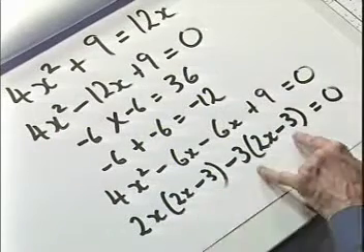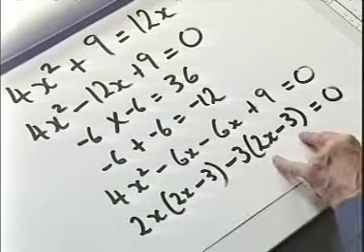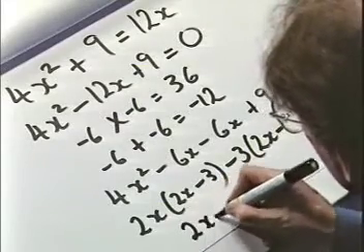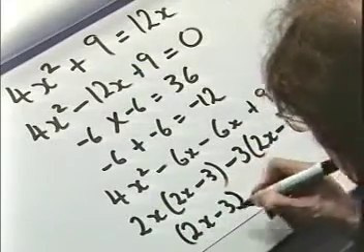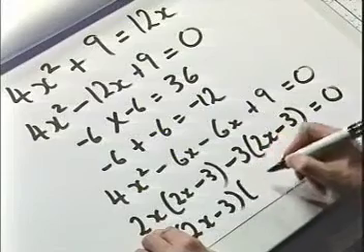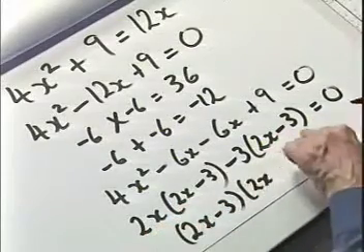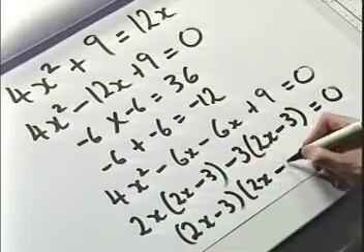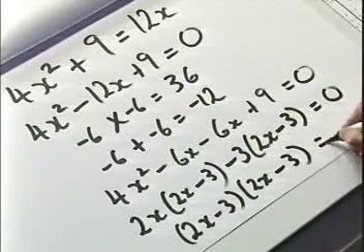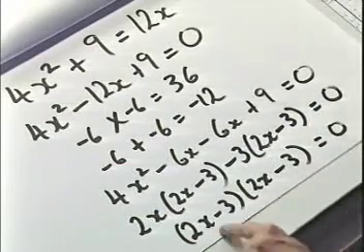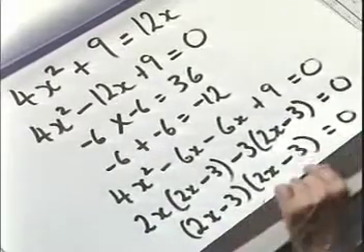Two lumps of algebra, a common factor in each one of 2x minus 3, leaving us with 2x minus 3 times 2x, and 2x minus 3 times minus 3. One of these two, or both of them, can be 0.